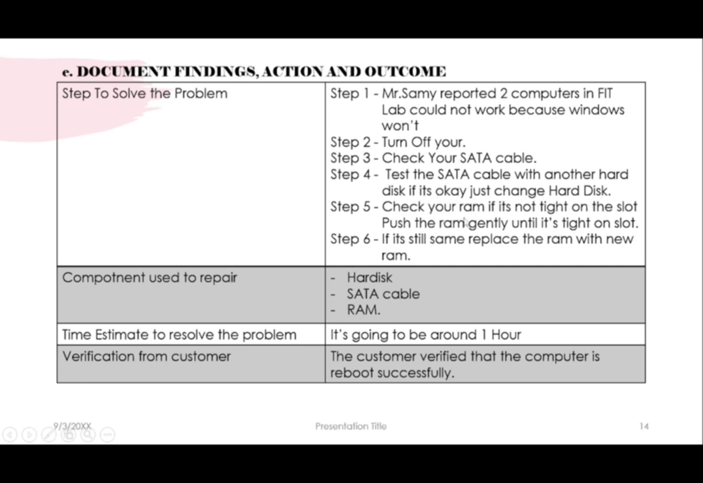Step 5, check your RAM. If it's not tight on the slot, push the RAM gently until it's tight on the slot. Step 6, if it's still the same, replace the RAM with new RAM. Components used to repair: hard disk, SATA cable and RAM. Time estimate to resolve the problem is around 1 hour. Verification from customer: the customer verified that the computer rebooted successfully.